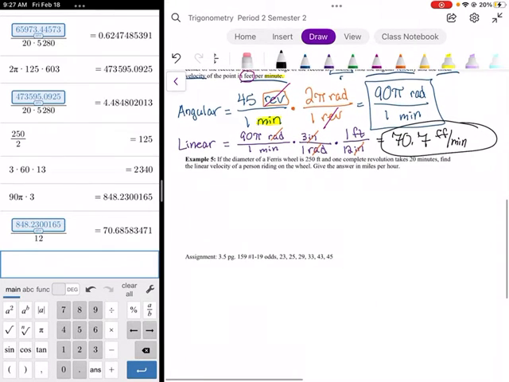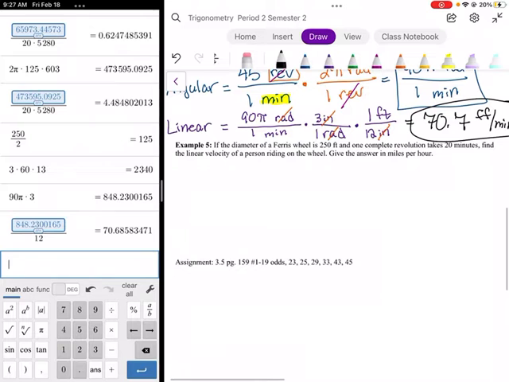All right, so for our next one, example 5, we're going to find the diameter of a Ferris wheel is 250 feet. So that tells us the radius is half of that, 125 feet. Oops, sorry, that's supposed to be a T. There we go. And 1 complete revolution takes 20 minutes. So we know 1 revolution is 20 minutes. And don't forget that the radius is over 1 radian, because 1 radius equals 1 radian.